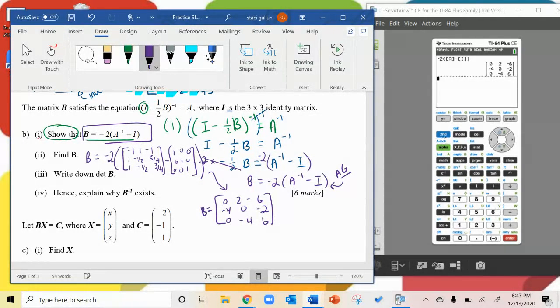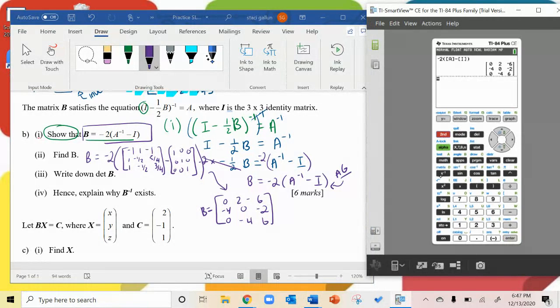And I already have something in B. I'll store it in B. Did I already screw that up? Store, second matrix, B, enter. So now I've stored it in B. Okay.